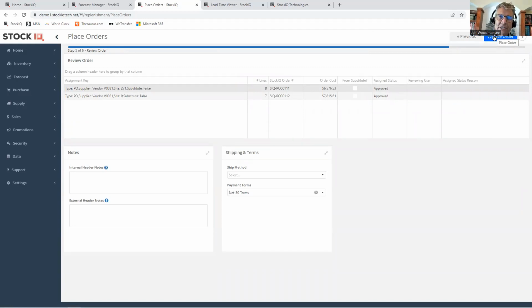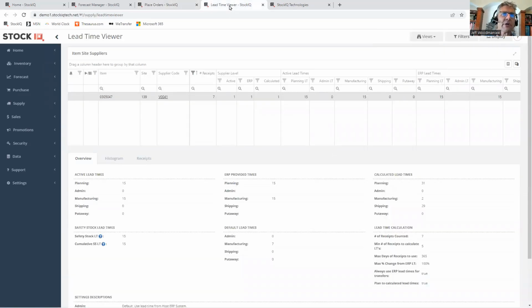And the moment I hit place order, we will push these 2 purchase orders with 8 lines and 7 lines respectively back into Business Central. So they are ready to go. They just need to be executed within Business Central and communicated with the vendor. So that's as easy as it is to create an order.